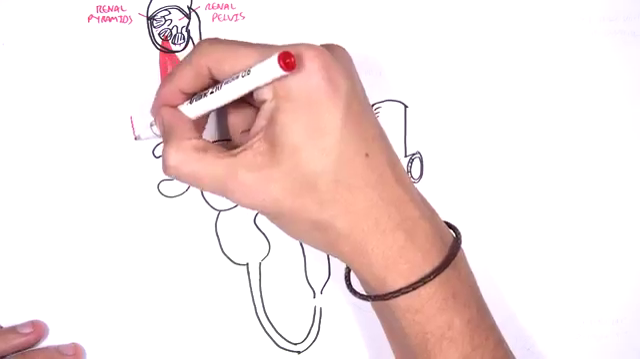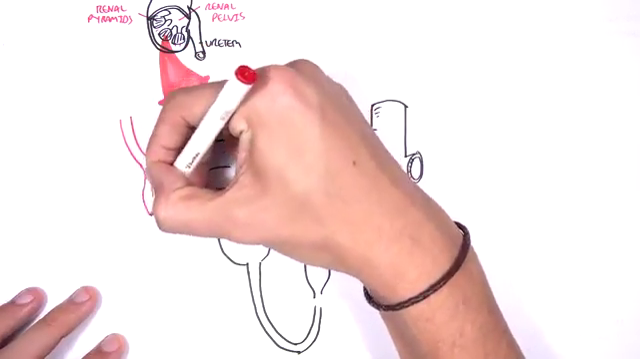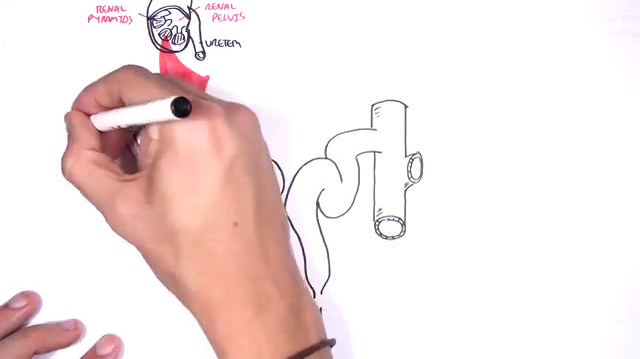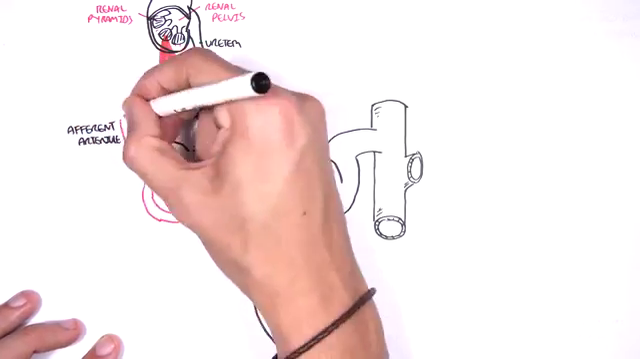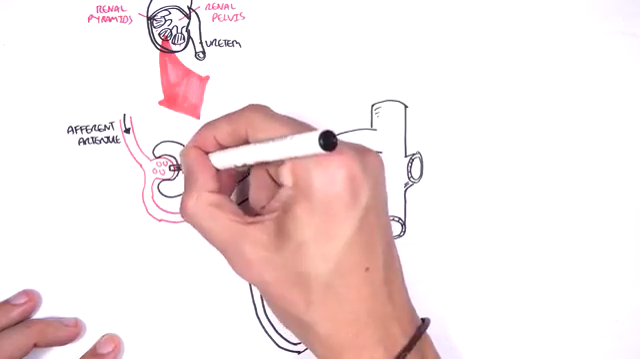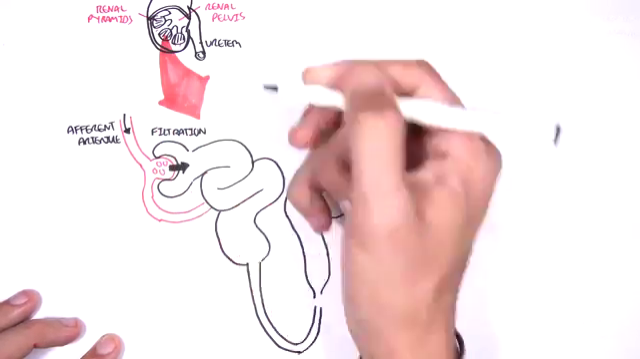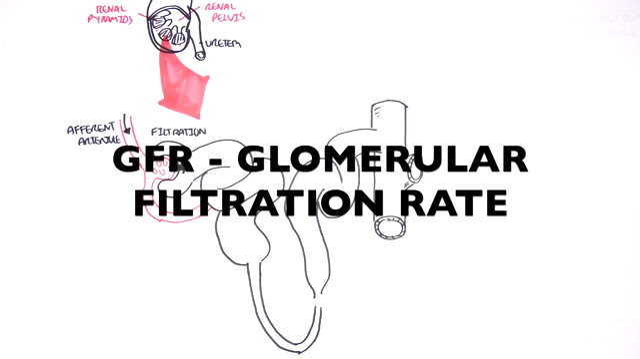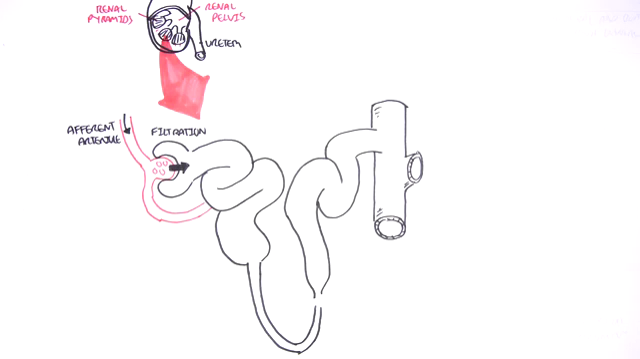So in summary, an afferent arteriole will carry blood from the renal artery. This afferent arteriole will come down and it will be filtered in the glomerulus. And this occurs in the Bowman's capsule, the head of the nephron. A term to know is the glomerular filtration rate. And this is literally the rate at which the glomerulus filters the blood.